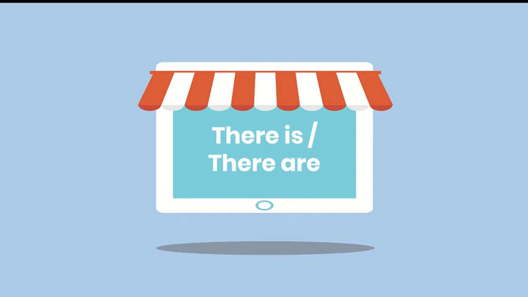Now, what is there is and there are? Basically, these are used to talk about things that exist or things that we see, when we talk about when things will happen, when or where people are, or even numbers.